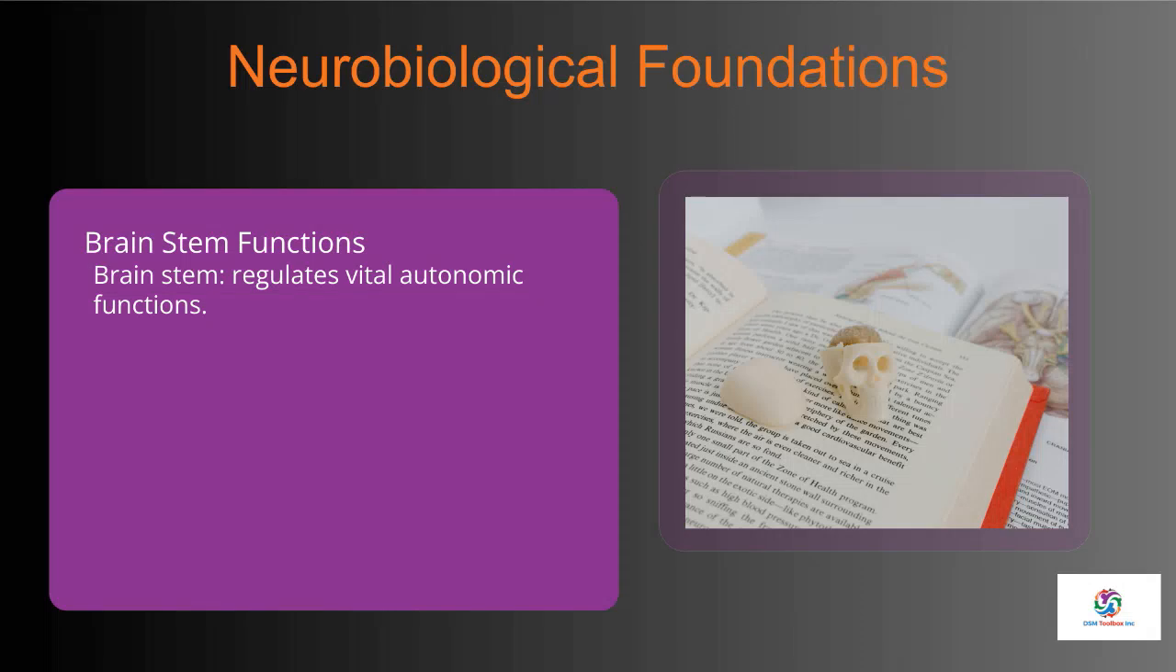Here, we're looking at the brainstem, which plays a critical role in controlling the body's most basic life-sustaining functions. It manages vital autonomic processes such as breathing, heart rate, and blood pressure. These functions happen automatically, without any conscious effort from us, making the brainstem essential for survival. Understanding how the brainstem works gives us a foundation for grasping more complex neurobiological processes.